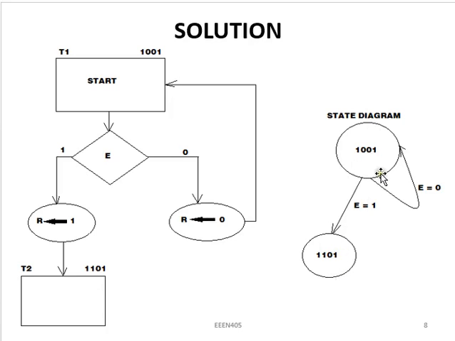Now, what is the condition for moving from state 1 to state 2? We can see that the condition is that our E must be equal to 1. So we write E equal to 1, it will move to this. But what is the condition for this T to come back to itself?